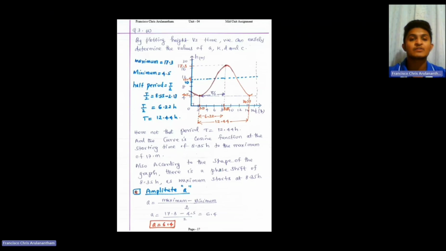Next, amplitude a. Amplitude is equal to maximum value minus minimum value over 2. The maximum value is 17.3 and the minimum value is 4.5. So if we substitute, we will get the amplitude as 6.4.